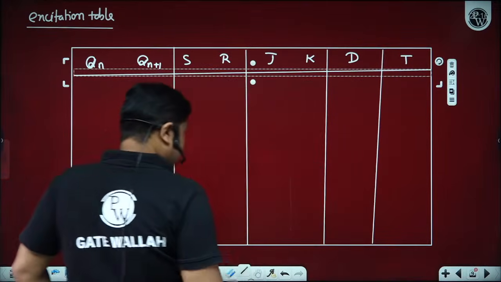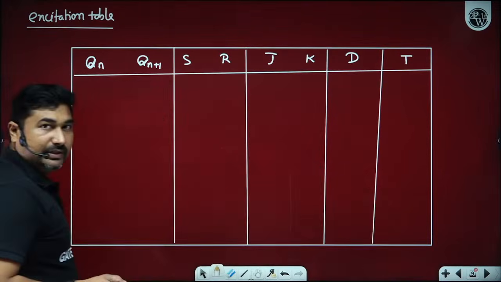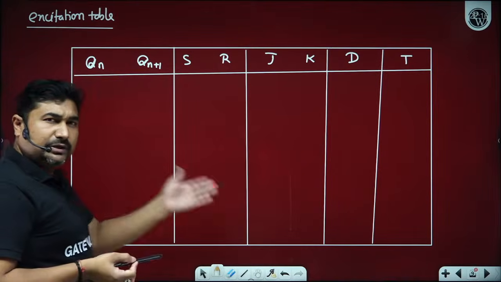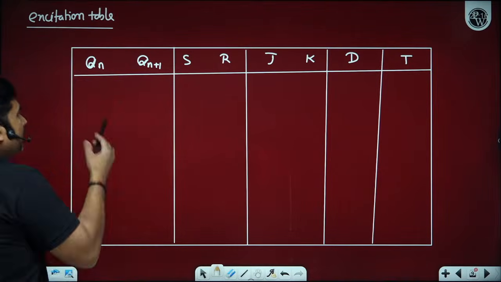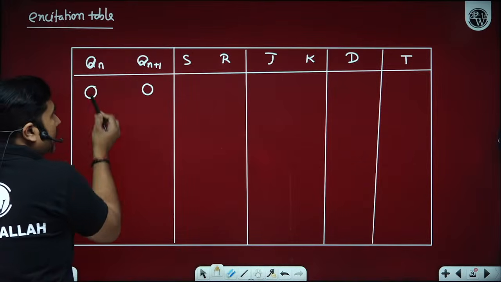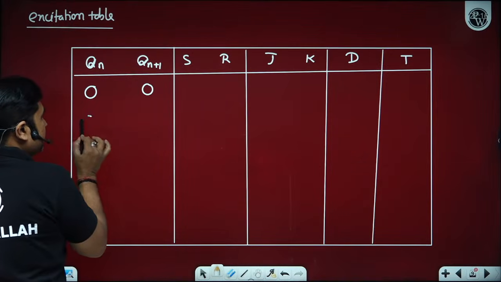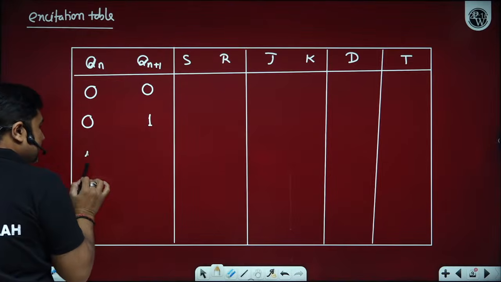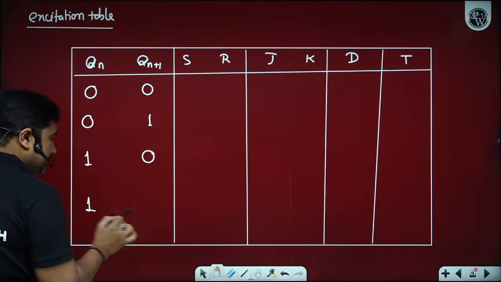Okay. Yes, sir. Very easy to remember. Please observe here. By today only, you are going to remember forever. Please observe. 0, 0. How many possibility? Present state, next state. Present state 0, next state 1. Present state 1, next state 0. Present state 1, next state 1.